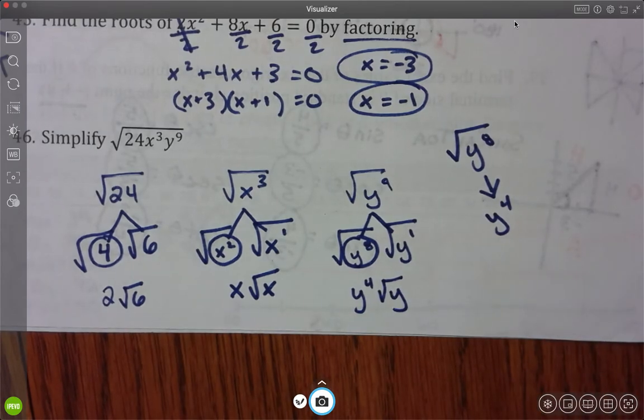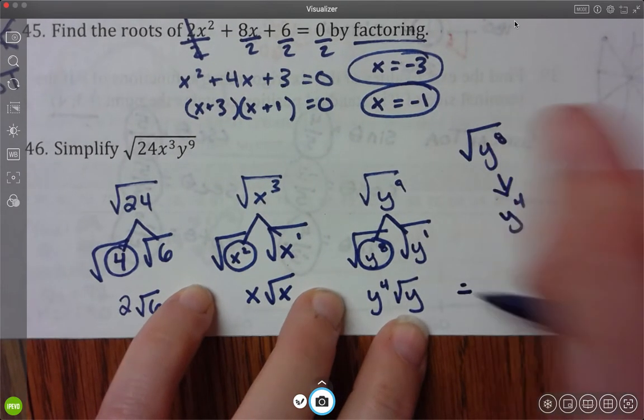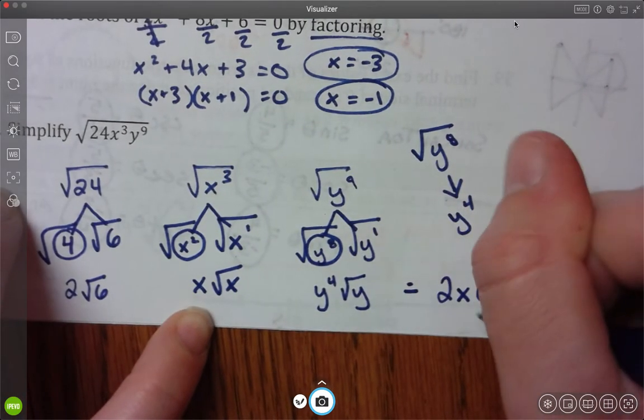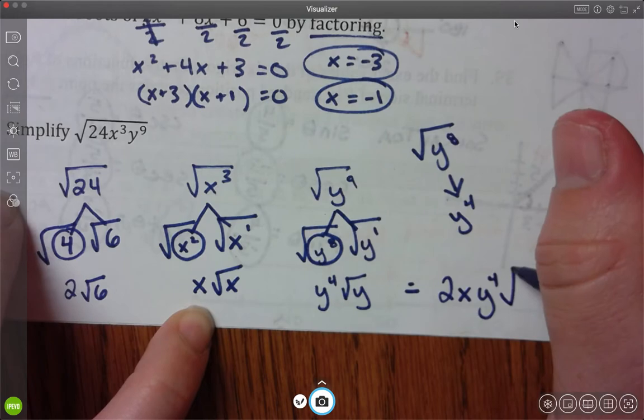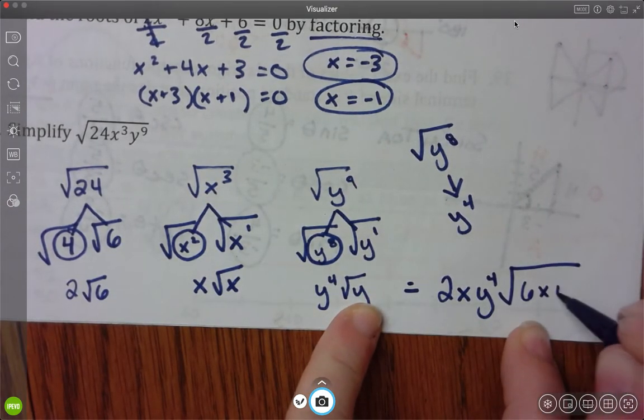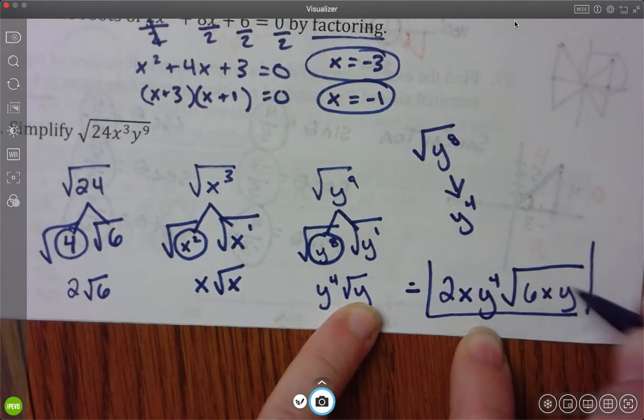Okay, now I lump them all back together. So the stuff on the outside was 2, and x, and y to the 4th. And this stuff that's still trapped on the inside would be 6, and x, and y. And this is in the lowest terms possible.